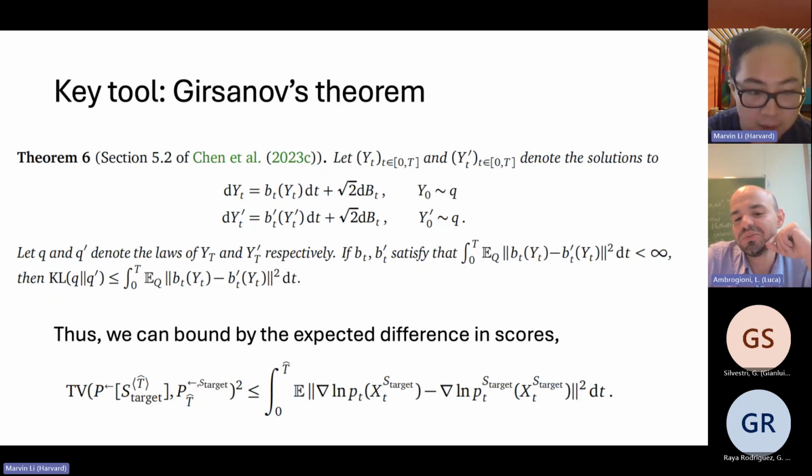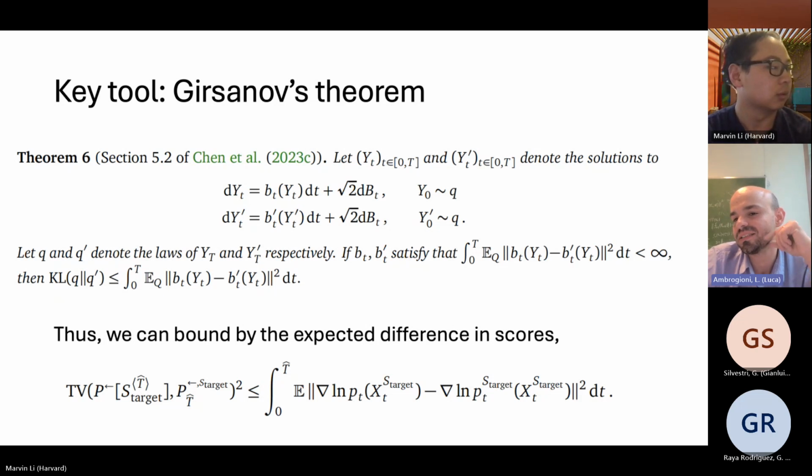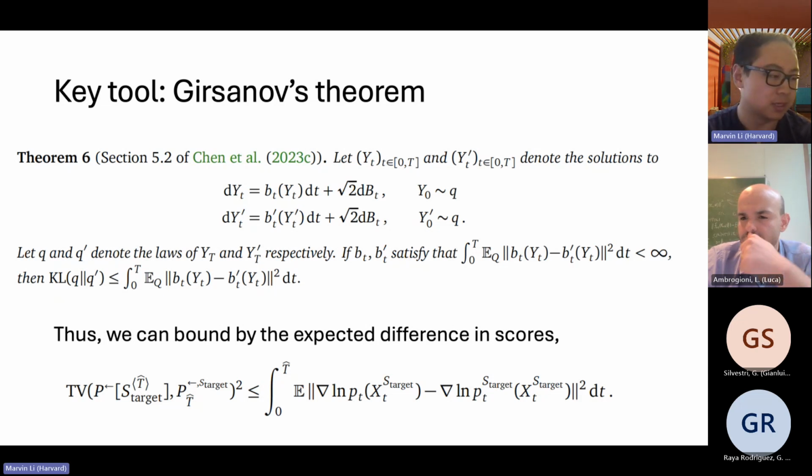Sure. So I'm just asking the question: does it hold for a submanifold, or is it just a proof that needs to be modified, or is there something fundamental that will go wrong in that case? No, I think it should be pretty similar. The sampling is as in the "Sampling is as easy as learning the score" paper, theorem 6.